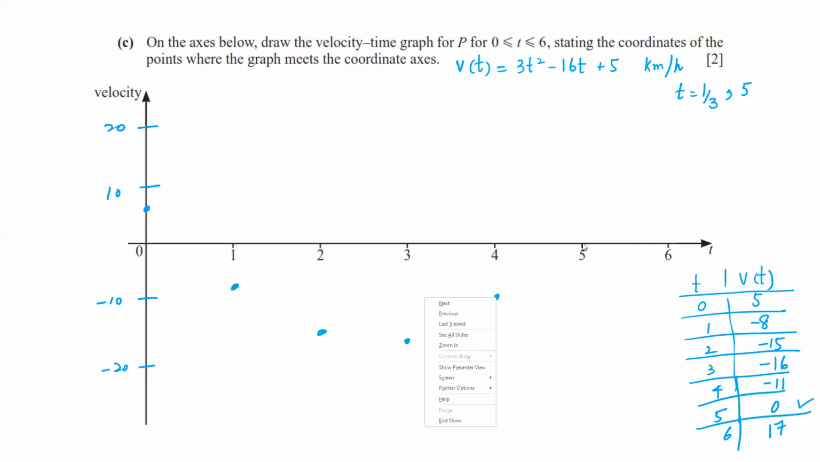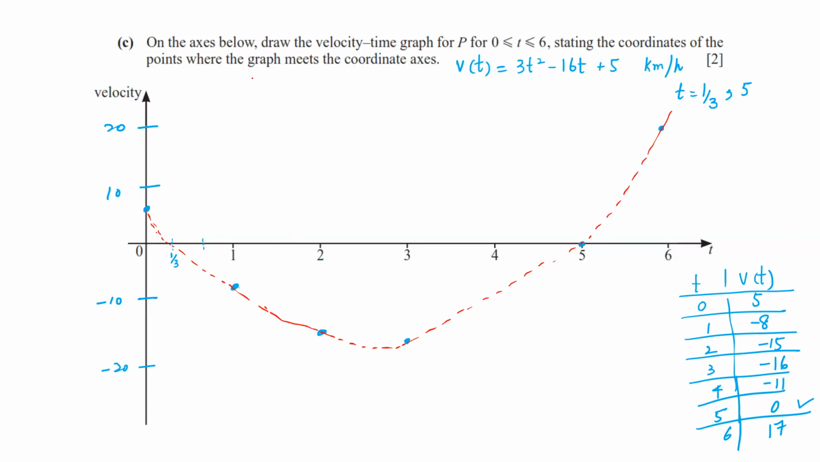At 5, my velocity is 0. At 6, the velocity is pretty high. It's somewhere here, 17. Okay. And we also know that it was 1/3. So if I cut it into 3, this is 1/3 where it is cutting. So let's draw this line. I will be drawing it in red. So this curve will look something like this. It will start moving upwards and like this. Okay. So this is a velocity time graph.